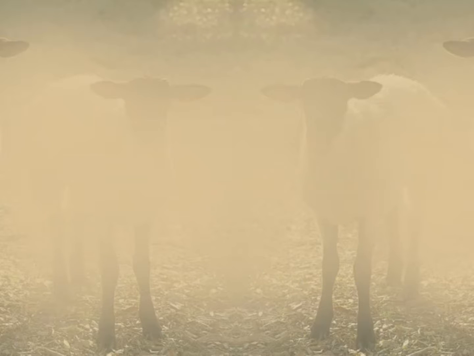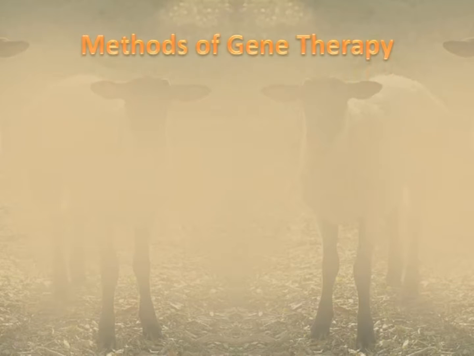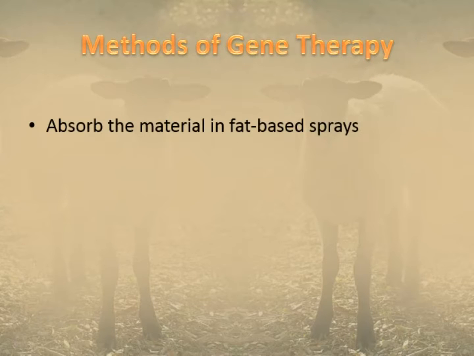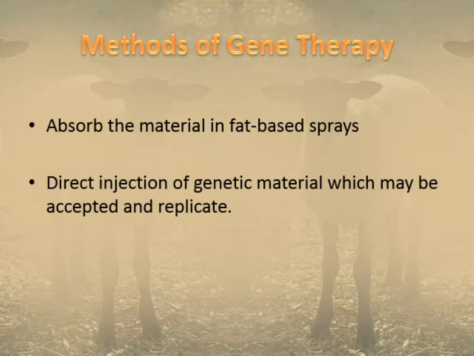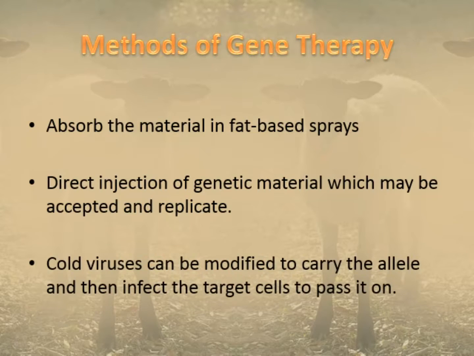So we have to decide exactly how we're going to do this, and how we try to do gene therapy is to absorb the material through fat-based nasal sprays into the nose. Sometimes we directly inject genetic material which may be accepted and replicate inside one of the patient's cells, or we can modify cold viruses which infect other cells with their DNA, and if we put the target allele into this cold virus, then we can have our virus infect target cells with the new fixed allele.